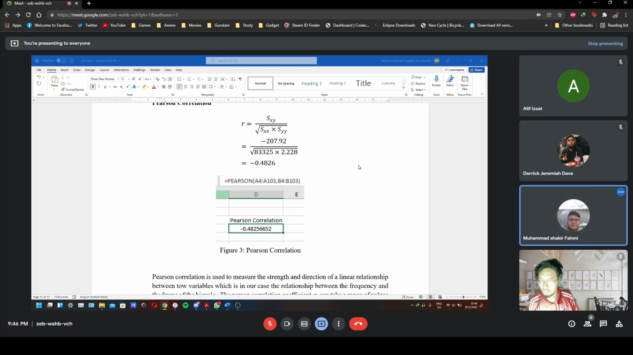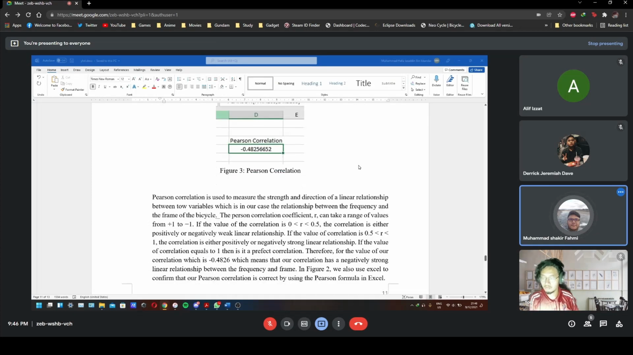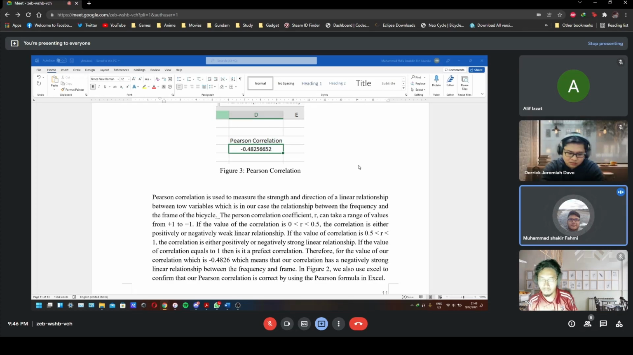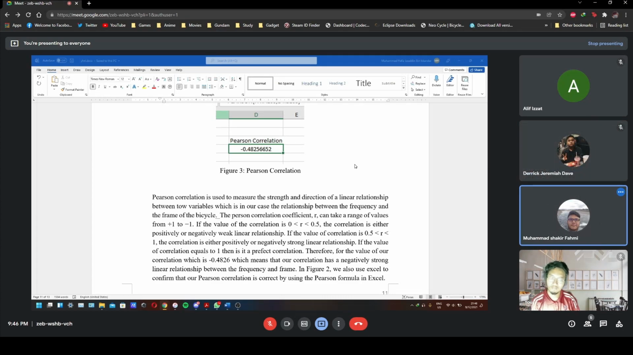Then we put the formula into Excel, and the answer inside Excel is negative 0.48256652. The meaning of the Pearson correlation is a statistical method for determining the degree and direction of a linear relationship between two variables. In this example, the link between frequency and bicycle frame. The Pearson correlation coefficient can be anything between negative 1 and positive 1.